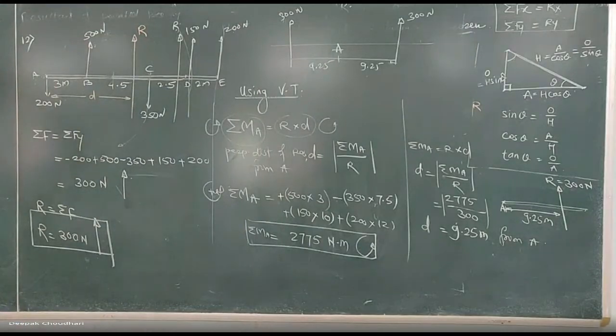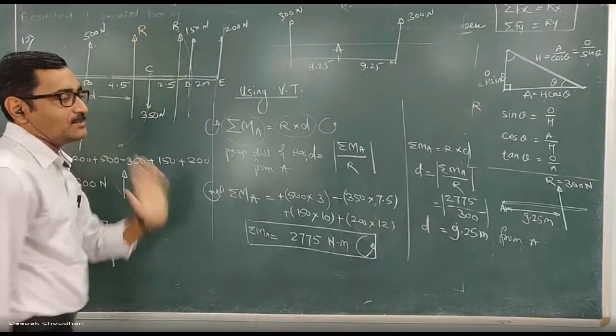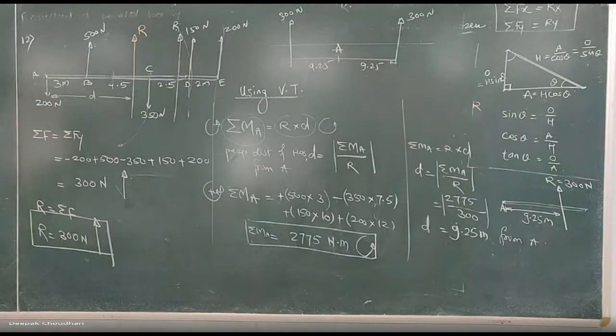So instead of these five forces, if I want to use a single force which produces the same effect on this body, it has to be at a distance of 9.25 meter, vertically upward. Any doubt? Have you understood this? Yes, sir. Next time, don't forget any of the steps from this. Clear? Any of the steps.